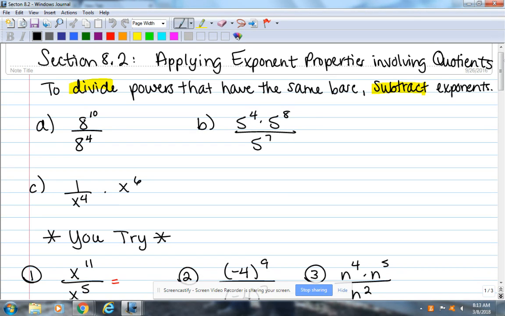Okay? So the first one, we're going to have 8 to the 10th divided by 8 to the 4th. They both have a base of 8. So we keep the answer with the base of 8. And what is 10 minus 4? So this is 8 to the 6th power.